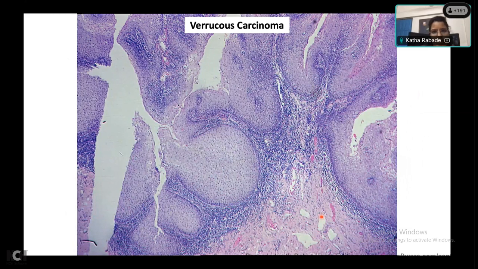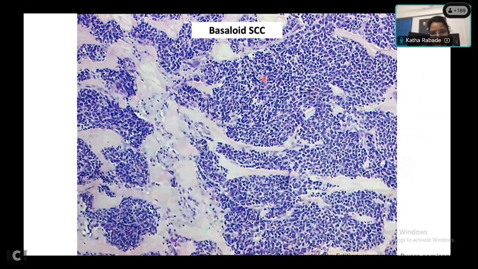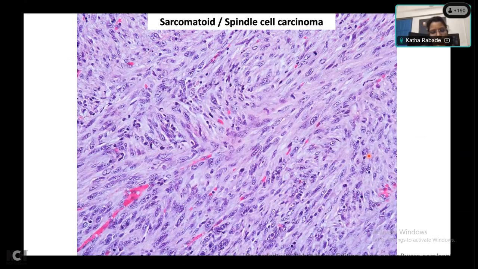This is a basaloid squamous cell carcinoma, very basaloid cells with scant cytoplasm, hyperchromatic nuclei, and very focally we may see squamous differentiation. This is a sarcomatoid spindle cell carcinoma. So here the differentials include other spindle cell tumors.